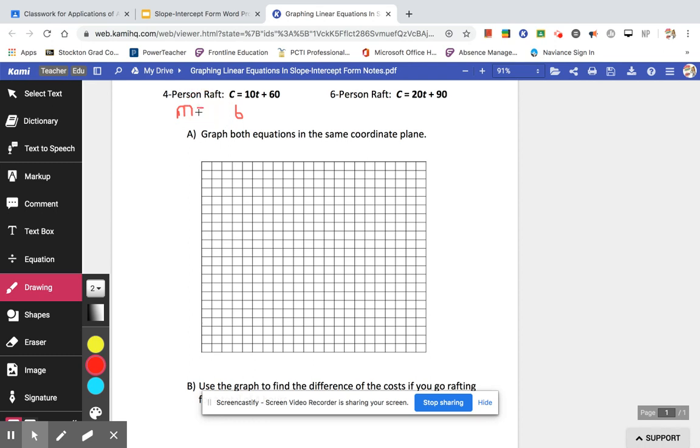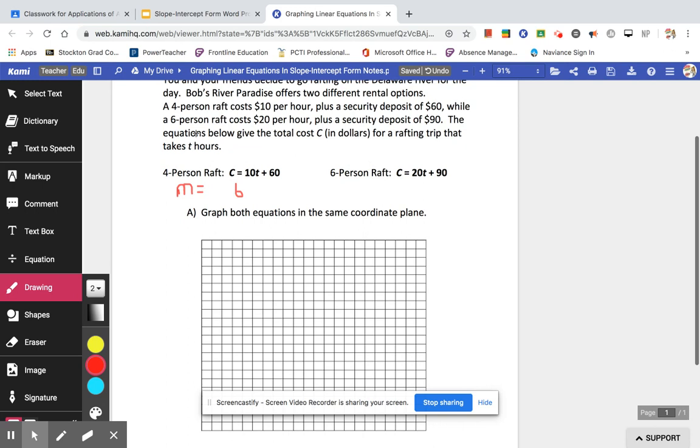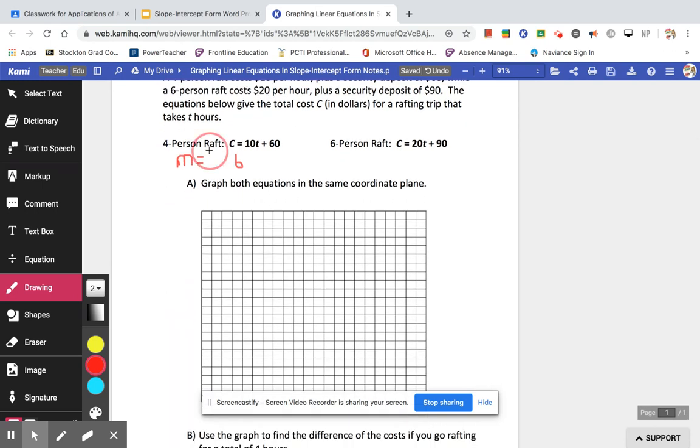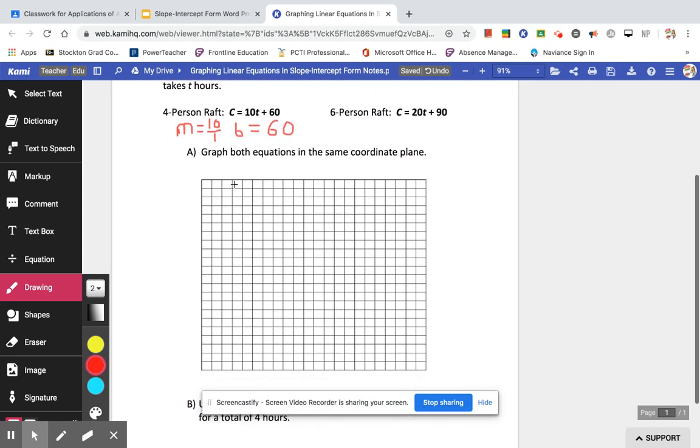The M is always the one that is multiplied by the variable, or in the case of this problem, it's always the rate. In this problem, it's 10. When we're graphing slopes, we usually want to put our M over 1, and we'll talk about why in a second. Our B in this case is whatever is added, so our B is 60. I would suggest putting these on your paper when you do the homework, because it's important to know what the M and B are before you start graphing.